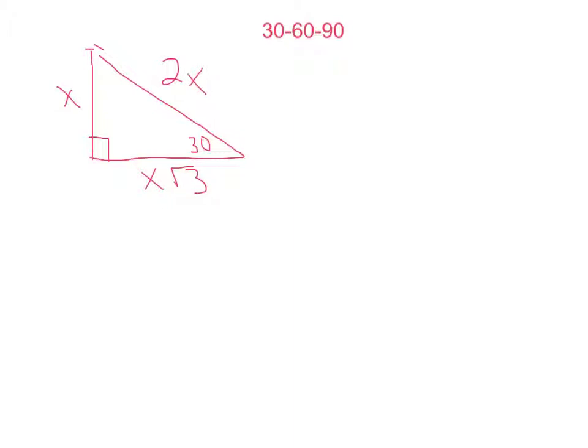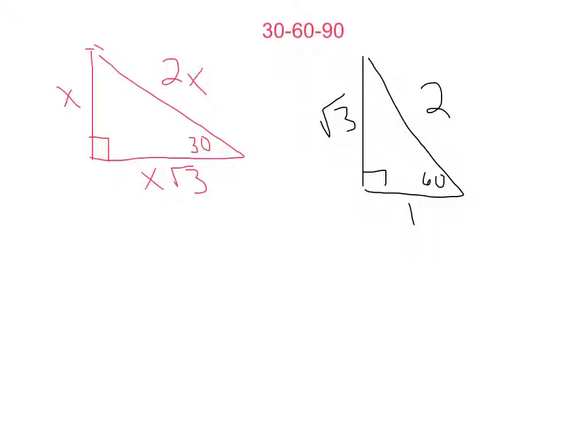So if I was to take this triangle, I'm going to turn it around the other way because sometimes you don't just see it that way. I'll call this my 60 side. If I were to fill in a value of 1 for x, across from 30 would be 1, across from 60 would be 1 times the square root of 3, and across from 90 would be a value of 2.